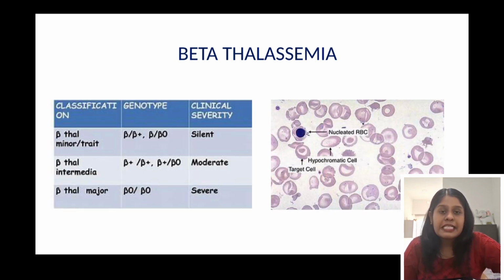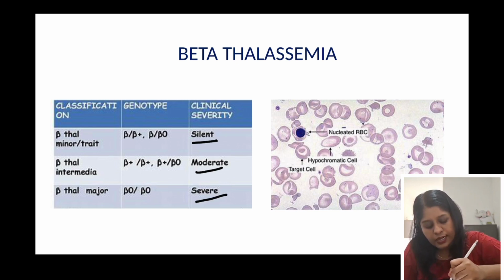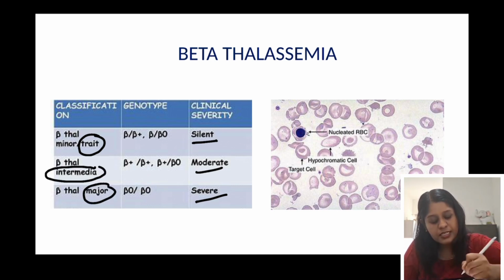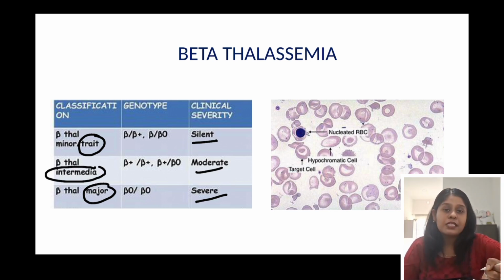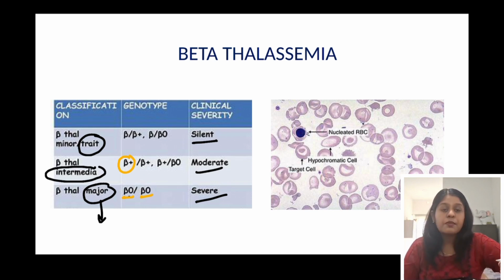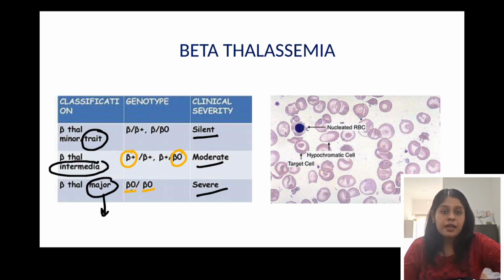Based on the severity of the clinical features, we can classify beta thalassemia into silent, moderate and severe. In other terms, it's called beta thalassemia trait, beta thalassemia intermedia and beta thalassemia major. Beta thalassemia major is a situation where both the beta globin chains are absent, so there is no beta globin chain production. In beta thalassemia intermedia, either both beta globin chains are reduced, or one is reduced and one is completely absent.